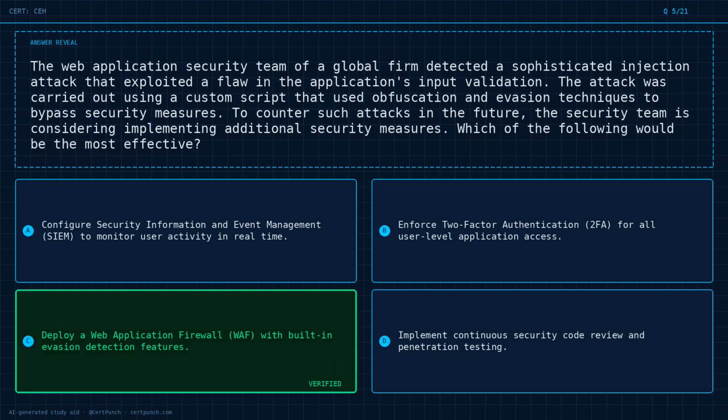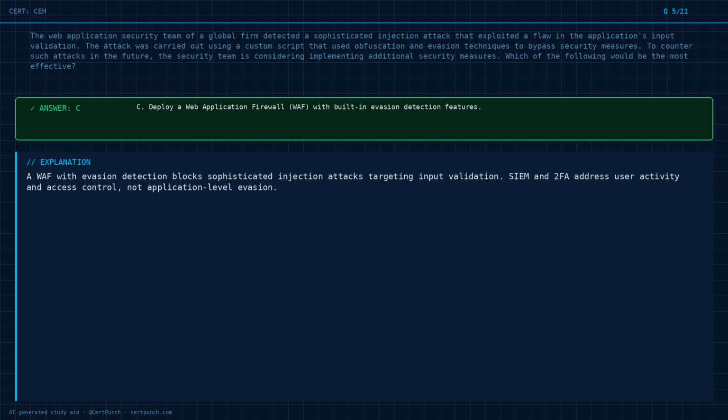The answer is option C. Exam logic. A WAF with evasion detection blocks sophisticated injection attacks targeting input validation. SIEM and 2FA address user activity and access control, not application-level evasion.